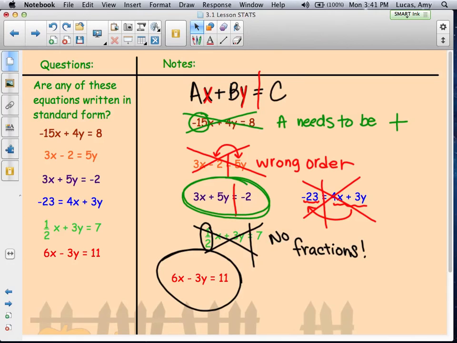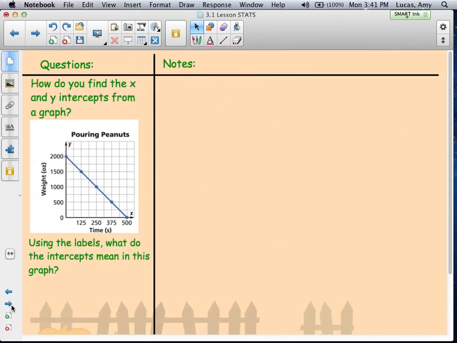Okay, so standard form. Why are we focusing on standard form? Because we are going to teach you how to use standard form with your intercepts to graph. That's what we're going to be working on.